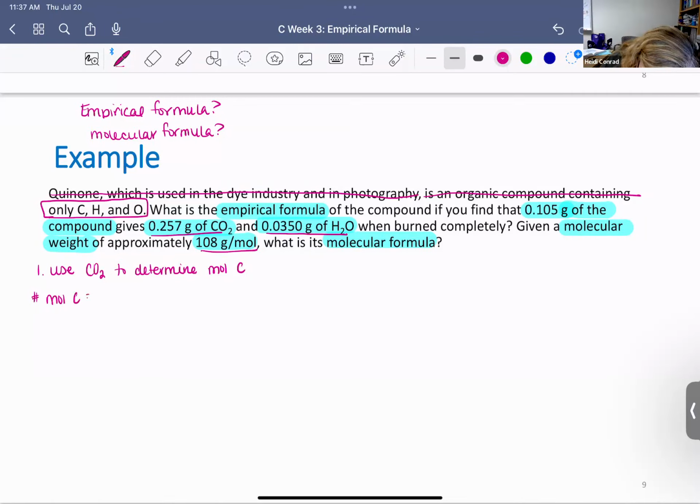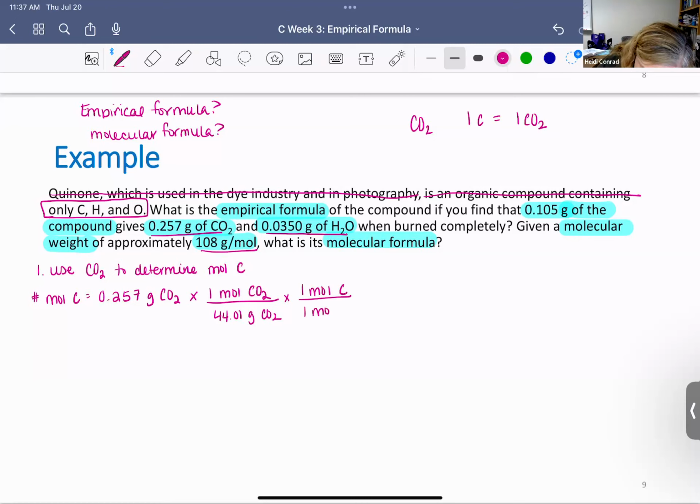So number of moles of carbon, I have 0.257 grams of CO2. I know 1 mole of CO2 weighs 44.01 grams, because I can add that up from the periodic table, 1 carbon, 2 oxygens. And now when I look at the formula of CO2, I see that there is 1 carbon for every 1 CO2. That is giving my mole ratio. 1 mole of carbon in every 1 mole of CO2. This gives me a value of 0.00584 moles of carbon.